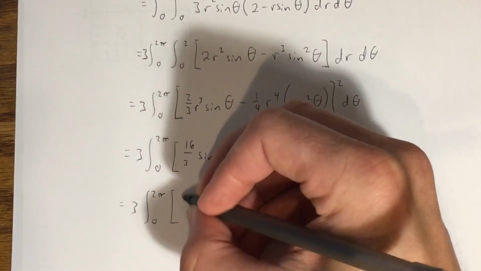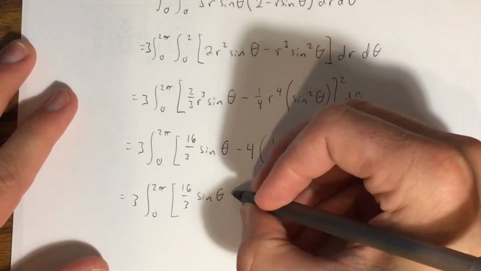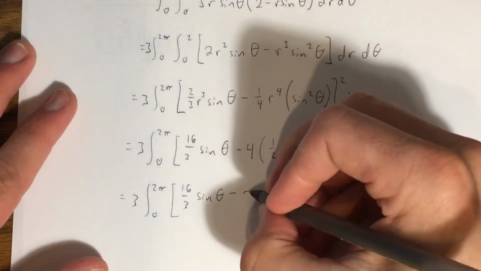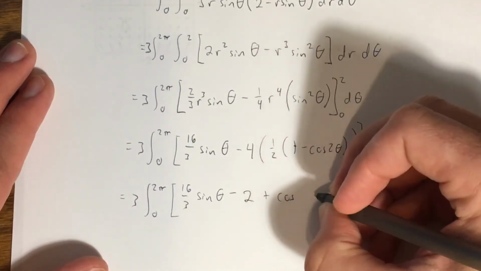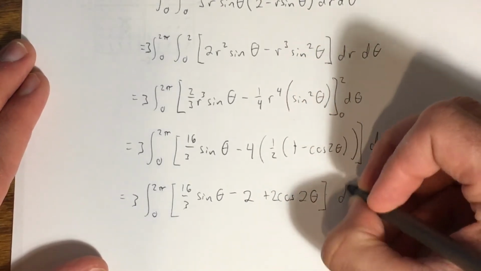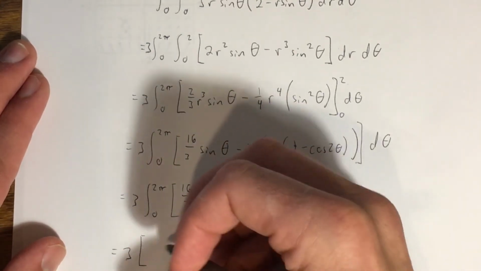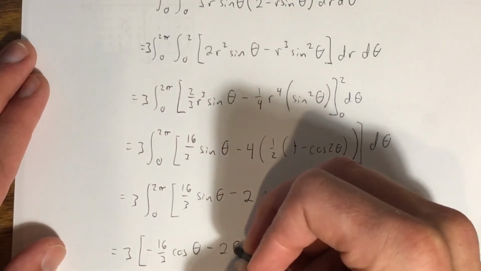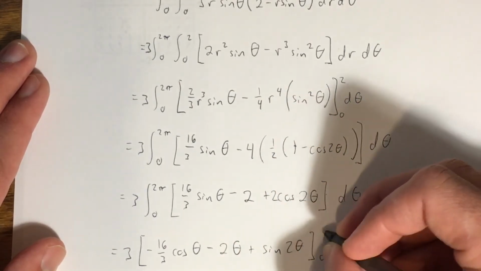we can represent this as 16/3 sine of theta minus 1/4 times 1/2 would be 2, so it's -2 times 1, so that's just -2. -2 times negative cosine of 2 theta, that would be plus 2 cosine of 2 theta d theta. This gives me 3 times, this is going to look like -16/3 cosine of theta minus 2 theta plus sine of 2 theta from 0 to 2 pi.